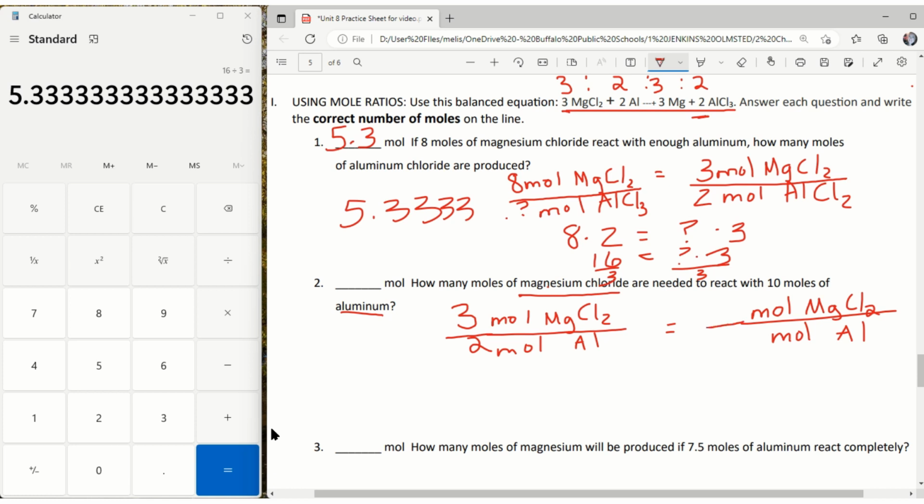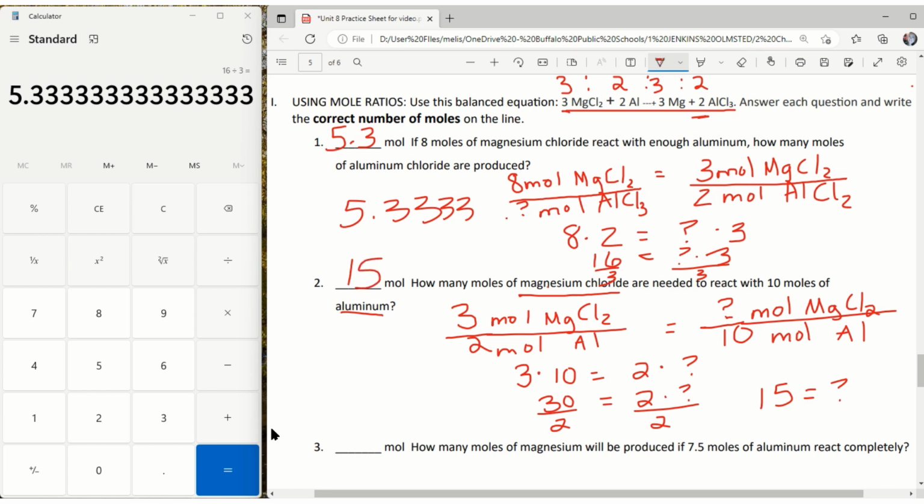And now I'm going to go to the question. It says, how many moles of magnesium chloride, so that's what I'm trying to find, with 10 moles of aluminum. All right, so cross multiply. 3 times 10 equals 2 times something. This is 30, right? Equals 2 times something. Divide by 2, divide by 2. 30 divided by 2 is 15. So 15 moles is what I get.